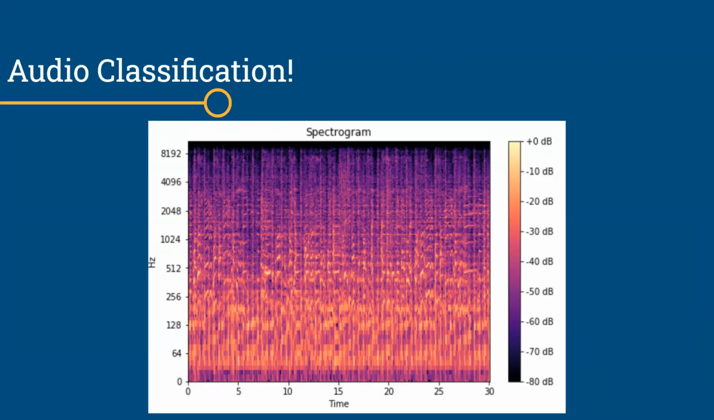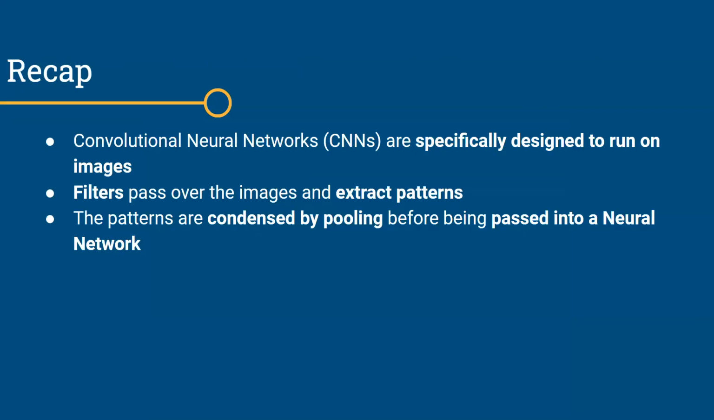So that more or less is our examples of uses. And before we go on to the code, let's do a quick recap. Convolutional neural networks are designed specifically to run on images. They're used in other things occasionally because the technology is pretty useful. But they were originally designed specifically to run on images to solve the issue of neural networks not being able to process them effectively. The way it works is you pass filters over the images and extract patterns, and the patterns are condensed by pooling before being passed into a neural network to be trained.